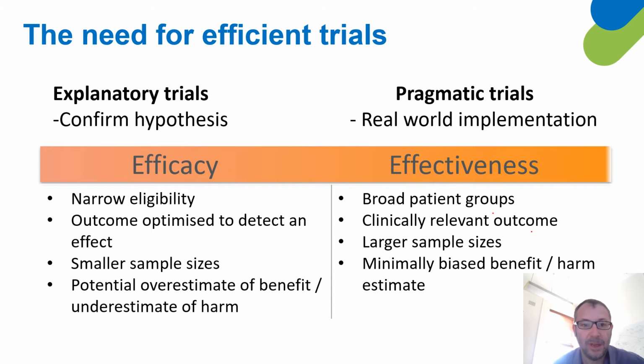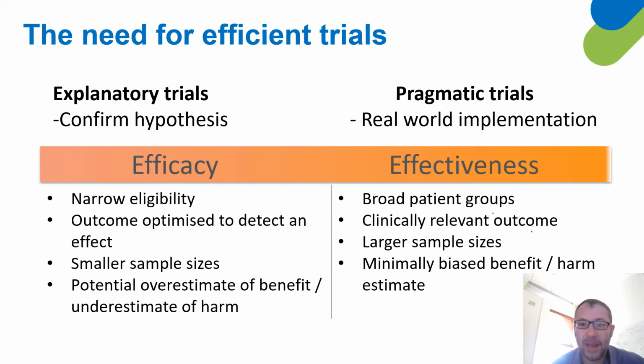Explanatory trials typically have very narrow eligibility requirements, where their outcomes are set to optimize the ability to detect an effect. They often have, because of that, relatively small sample sizes, and they have the potential to overestimate the potential for a benefit and underestimate the potential of harm in an intervention.